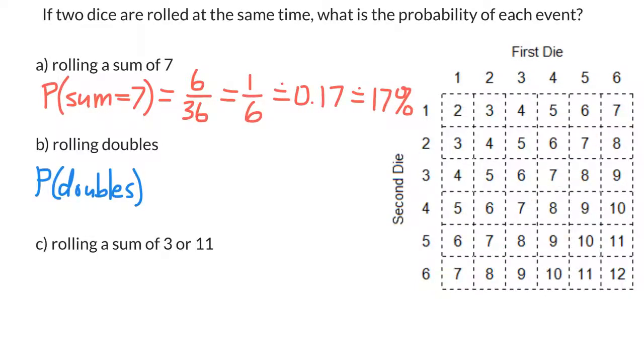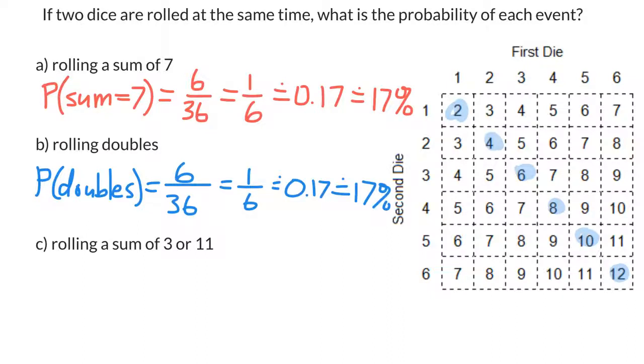To find the probability of rolling doubles, we have to figure out what that means first. So it's when both dice have the same value. So you can roll a 1 and a 1, a 2 and a 2, 3 and a 3, 4 and 4, 5 and 5, 6 and a 6. So the probability is the same. There's a 6 out of 36 probability, which is about 17% again.